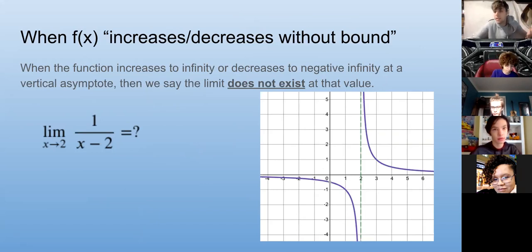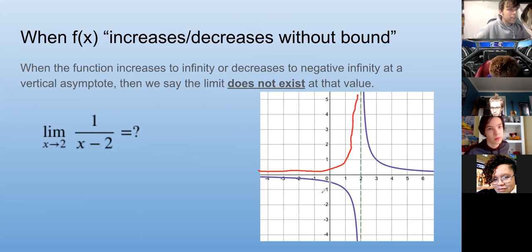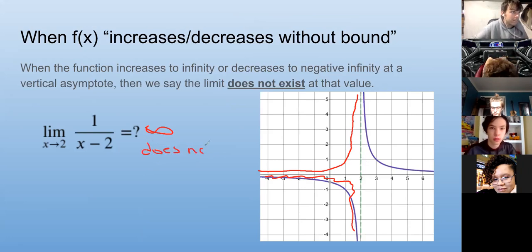Now, I hesitate to say this, but some people say this differently. Some people do say that a limit like this might exist. Not this one in particular, because they go different directions. But if you imagine this graph on this side also approaching infinity and this not being here, since they both approach infinity, some people might say that this limit is infinity. That's just something some people say. Doesn't really make much of a difference. For our class, we're going to say it does not exist.